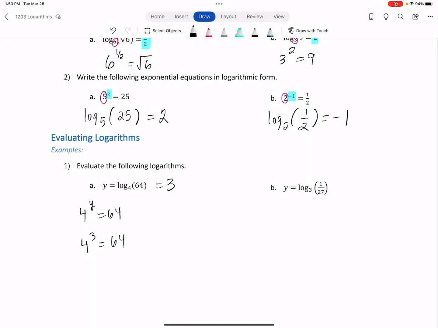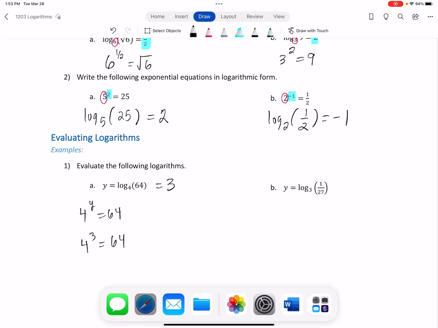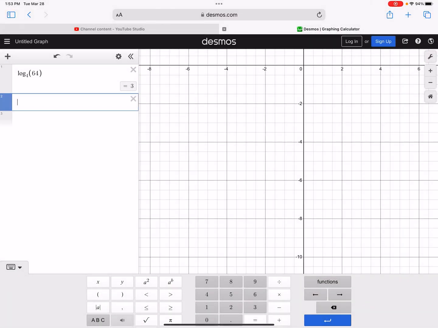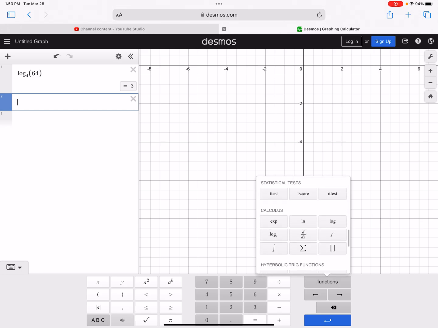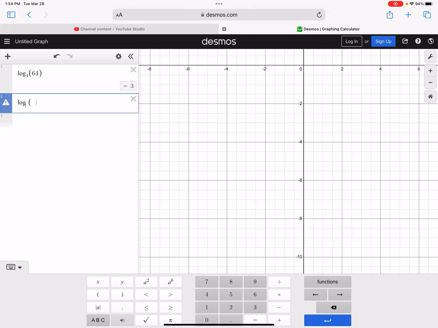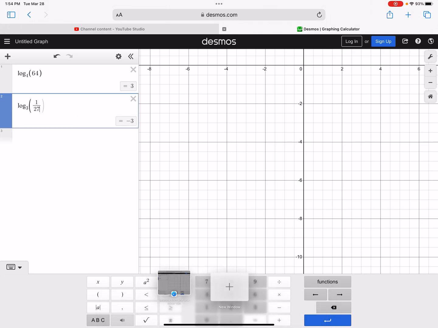I can do this next one, log base 3 of 1 over 27. So log base 3 of 1 over 27. If you're typing on a keyboard, this is a little bit easier even. It is -3.